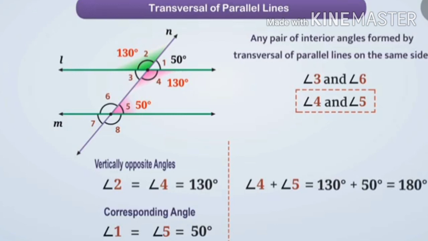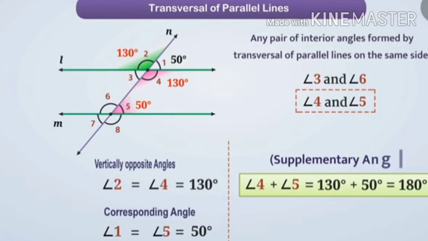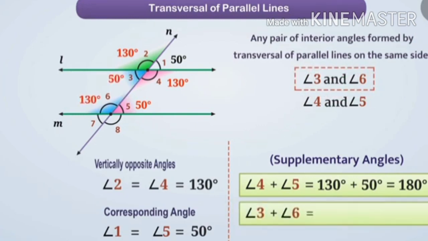Is the total measurement. Can you tell, if the sum of two angles is 180 degrees, then what are we calling them? Exactly. We call these supplementary angles. Similarly, here you can see that angle 3 and angle 6 are also supplementary because here angle 3 plus angle 6 is equal to 180 degrees.